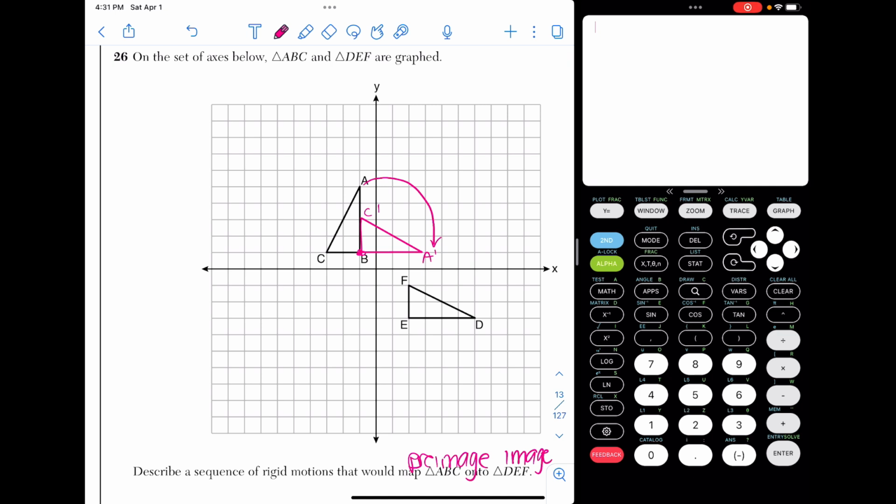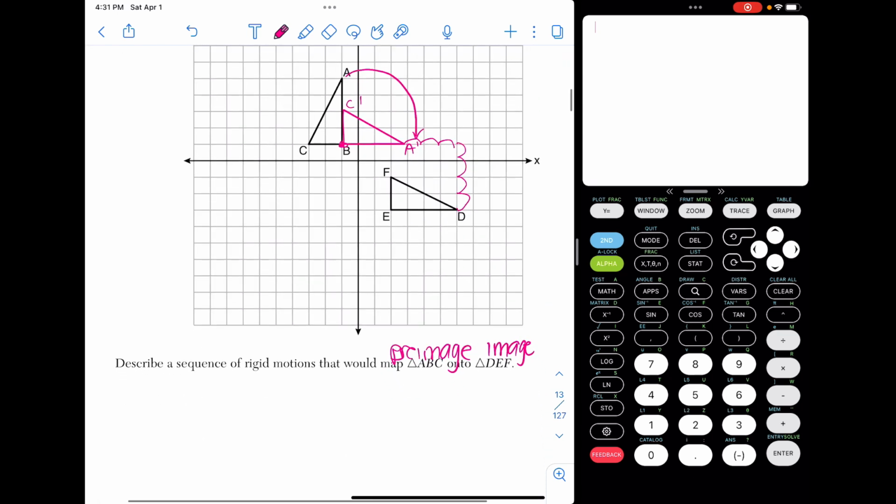So I want to figure out how many units I need to move. So pick two corresponding points. Let's say I look at A prime and D. We are going to move 1, 2, 3 boxes to the right, and 1, 2, 3, 4 boxes down. So let's write this out.